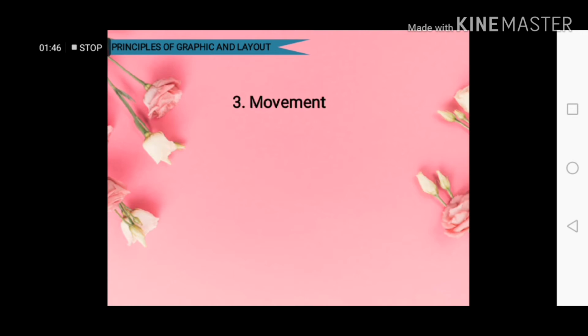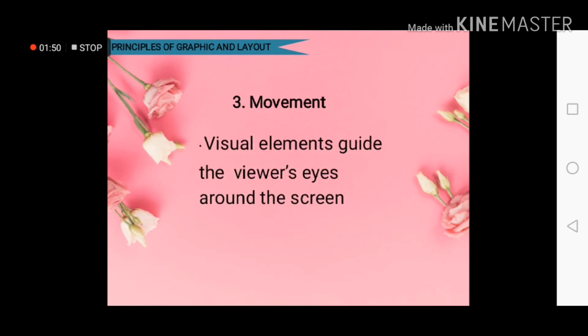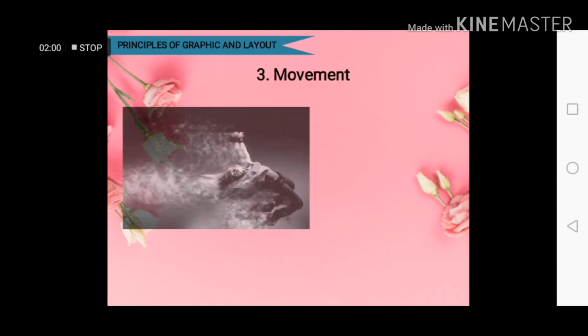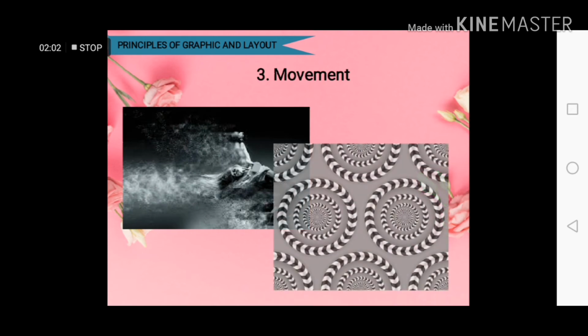And the other principle is movement. So, movement is the visual element that guides the viewer's eyes around the screen. So, here are the examples of it. So, literally speaking, the pictures are just like moving.